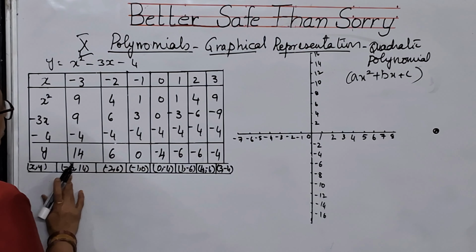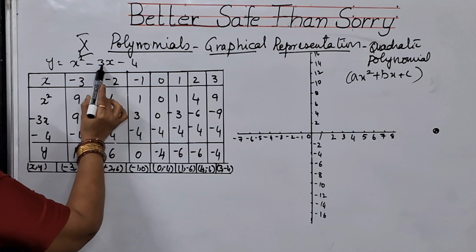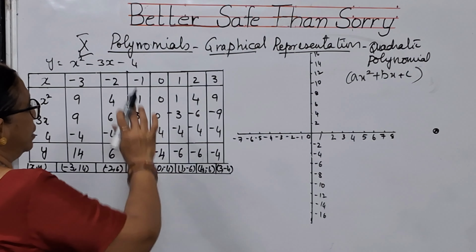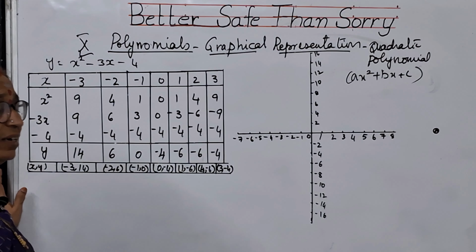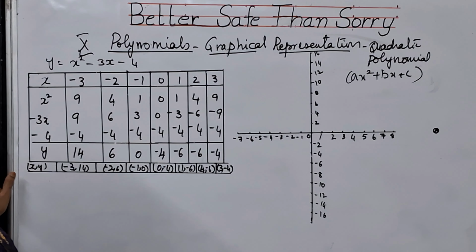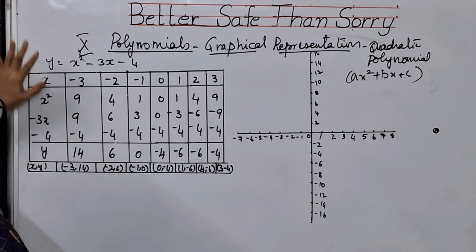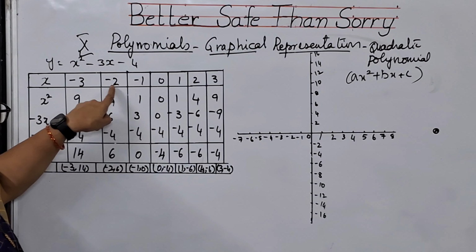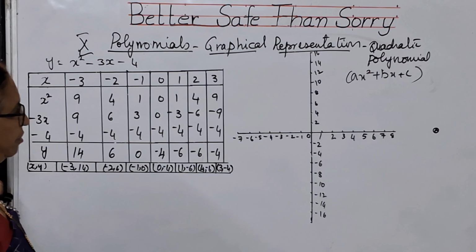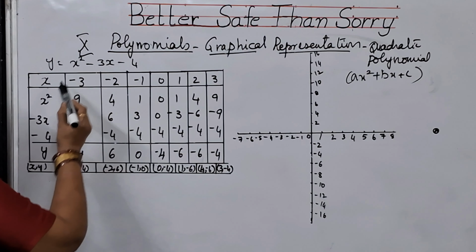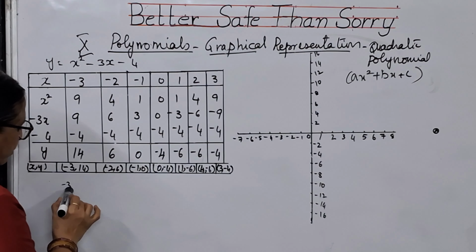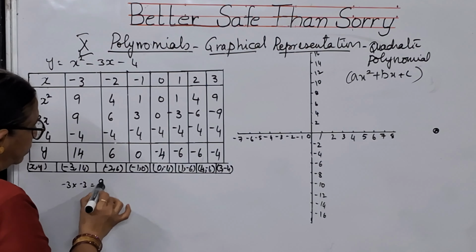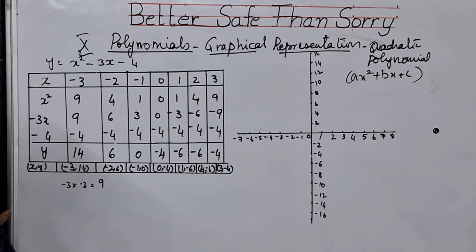So here in this problem, you have got y is equal to x square minus 3x minus 4. This you need to represent in the graph. So before going to do that, first you have to prepare a table like this, children. The table should contain first x values. Better you take x values as 0, minus 1, minus 2, minus 3, 1, 2, 3. And the first value is x square. That means each one you have to square it. Minus 3 whole square means what, children? Minus 3 into minus 3, minus into minus plus, 9. You have done it here.